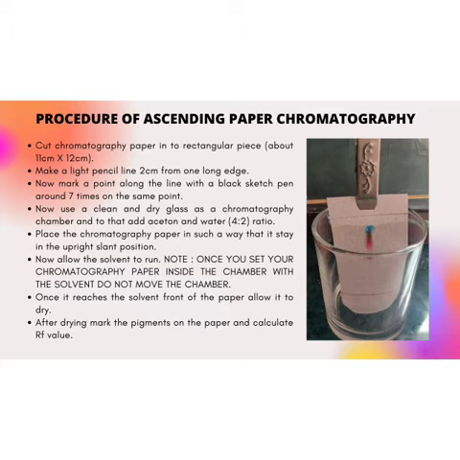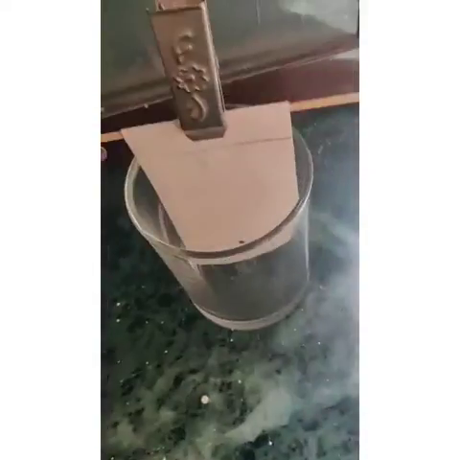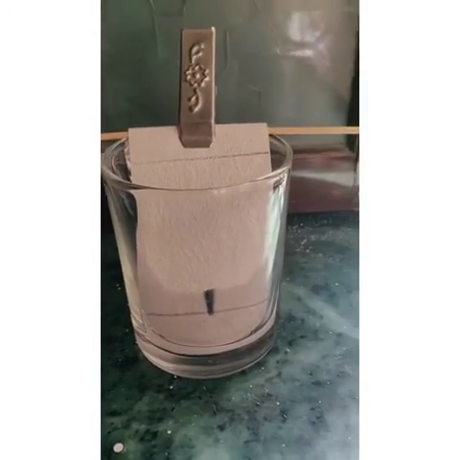Now allow the solvent to run. Note, once you set your chromatography paper inside the chamber with the solvent, do not move the chamber. Once it reaches the solvent front of the paper, allow it to dry. After drying, mark the pigment on the paper and calculate the RF value. This is how ascending paper chromatography is done.